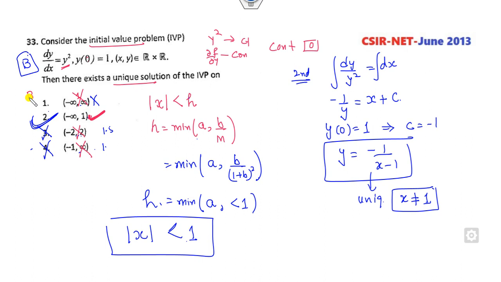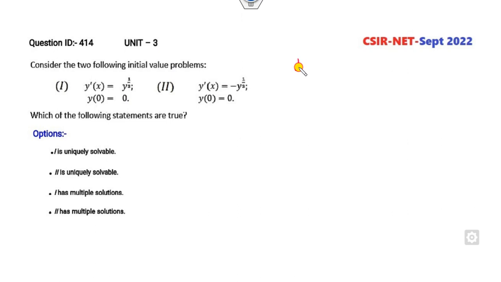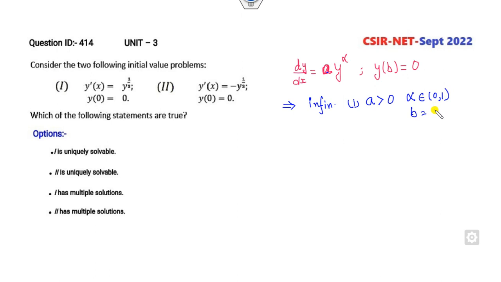I have already explained this many times: whenever you have the differential equation, say a times y of alpha and y of b is equal to 0, then it gives you infinitely many solutions provided a, that is this coefficient, is positive, alpha belongs to (0, 1), and b is 0. And it gives you a unique solution if a is less than 0, alpha lies between 0 and 1, b is 0. So look at that.